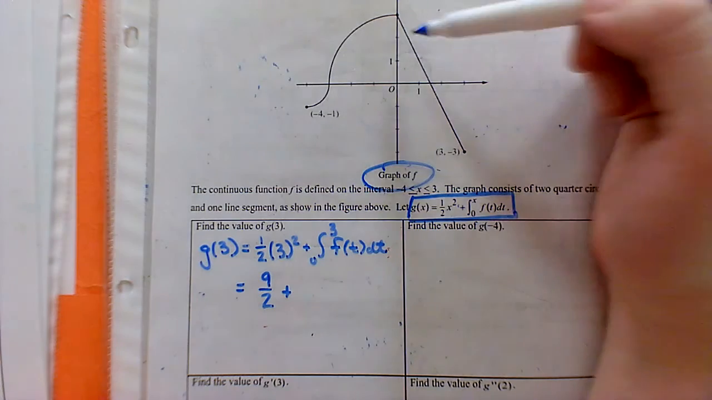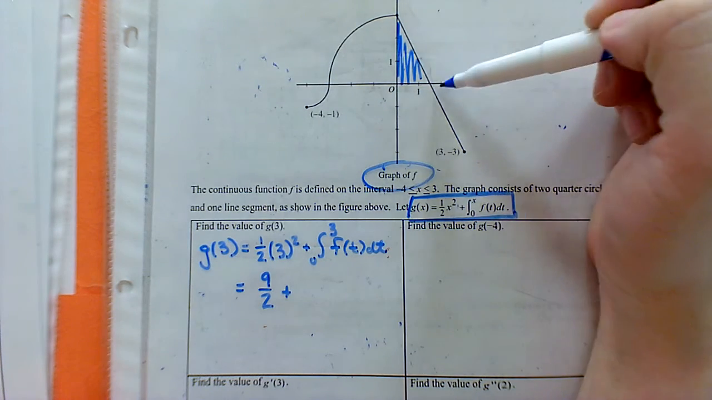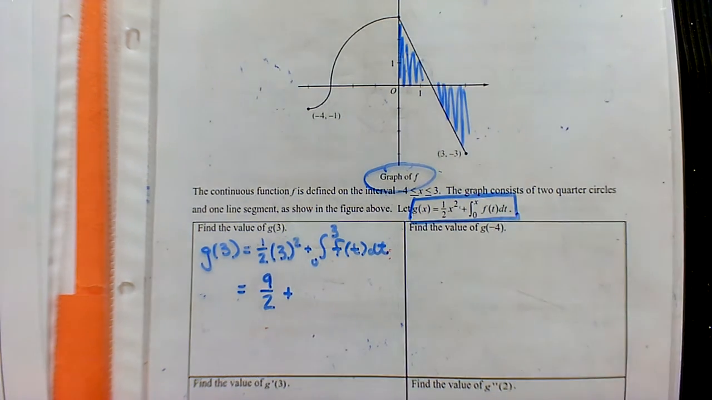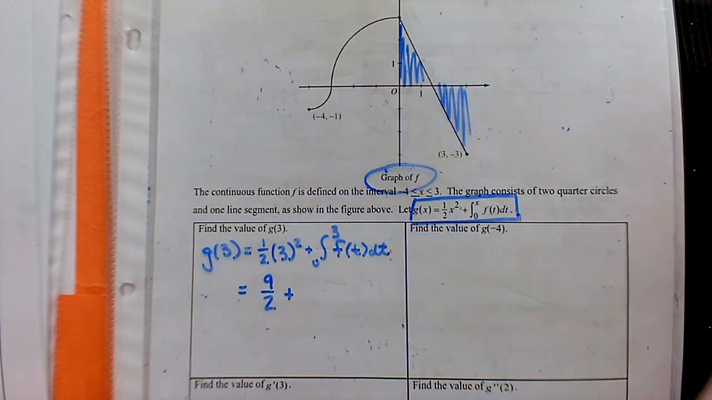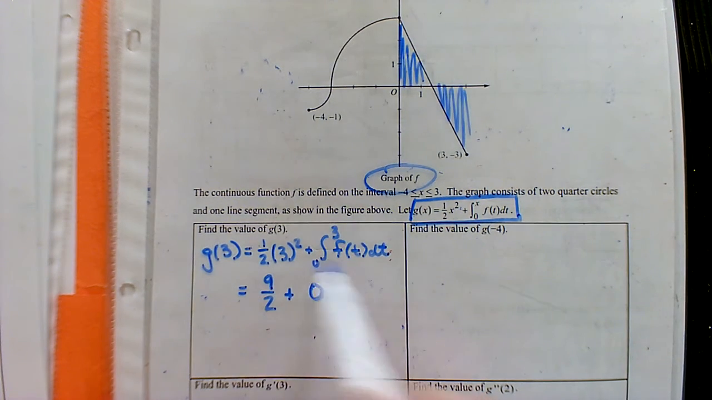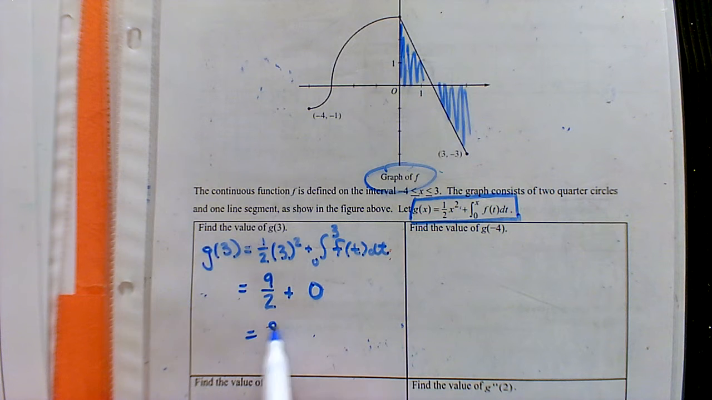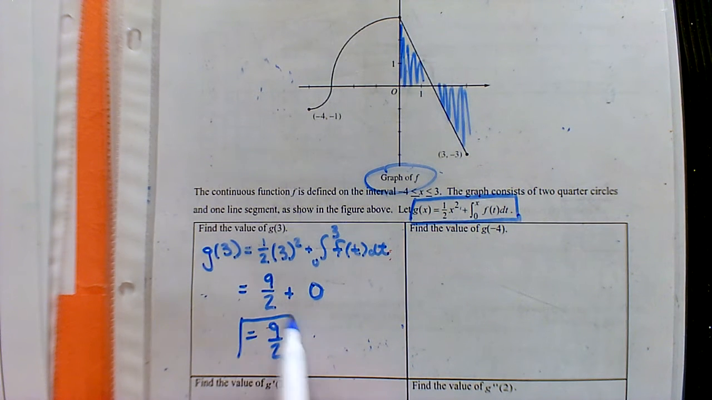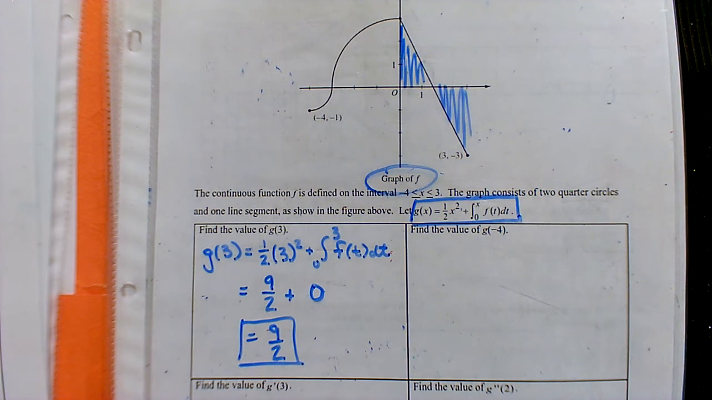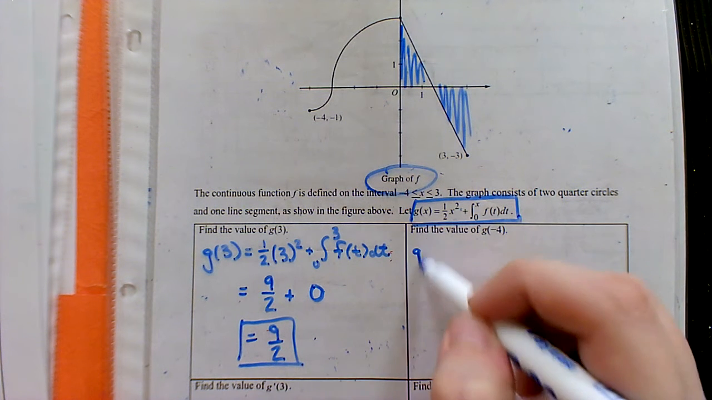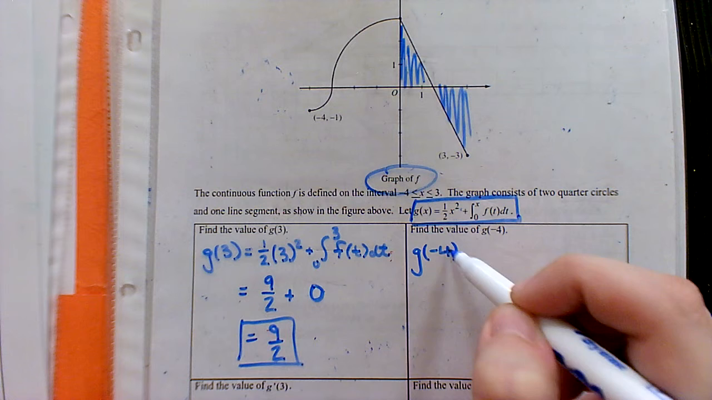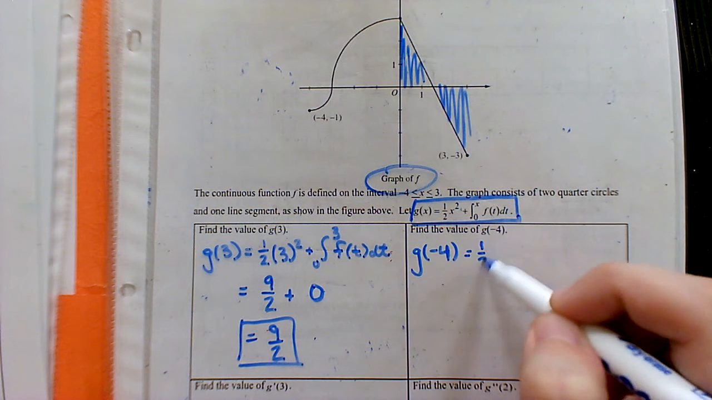Let's see, what'd you guys get for the area from 0 to 3? 0, right? We have the same amount of area above as we do below, so the value of that integral portion is 0. So it looks like we're just left with 9 over 2. Let's try the next one. We're going to plug in -4 into g for all the x's.